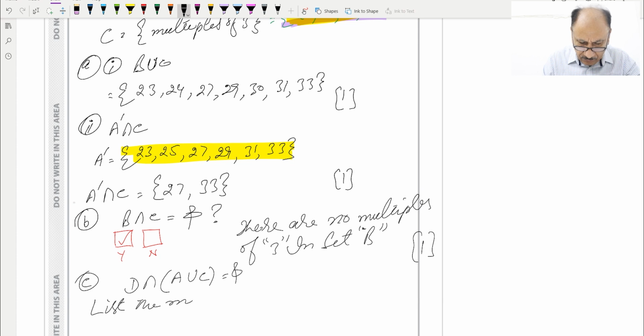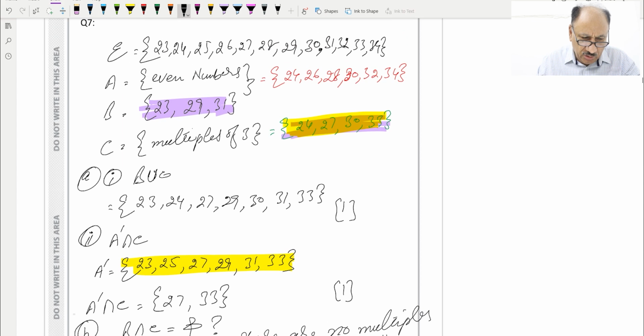List the members of D. We need to list the members of D. So D is the intersection of A union C. A union C means this one and this one. So 24, 20, so 23 is not there in these two. So we can write this as 23.